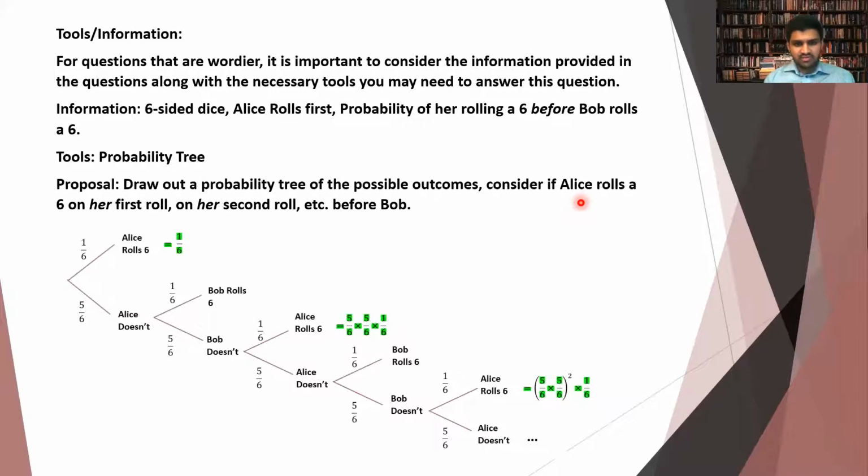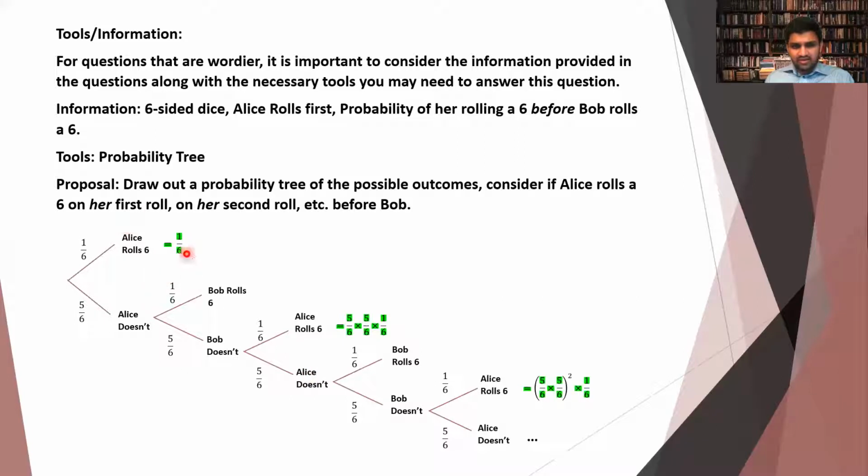So here's a probability tree that I would draw out, and I can see that on Alice's first roll, the green represents the probability of her rolling a 6 on her first go. But if she doesn't roll a 6, then the only way for her to get a 6 again on, say, for example, a second roll or third roll, is if Bob doesn't roll a 6. So I need to enforce the fact that Bob doesn't roll a 6 and then consider if Alice rolls a 6 or doesn't, effectively. And you can see this in an iterative process here.